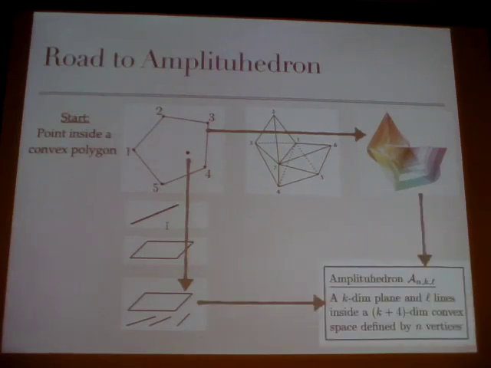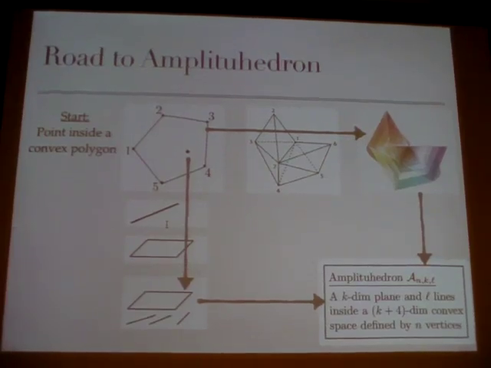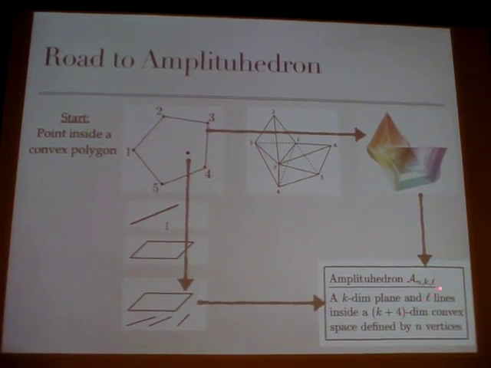The unification of these two directions gives a slightly simplified definition of the Amplituhedron, whose name just points out that there will be some connection with amplitudes and with polyhedra. It's labeled by three numbers, n, k, and l. Roughly speaking, it's a k-dimensional plane with l lines inside a k plus 4 dimensional convex space defined by n vertices. So this is what the object is. The details are not so important. The important thing is that it's labeled by three numbers, n, k, and l.